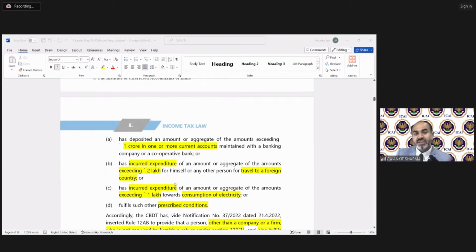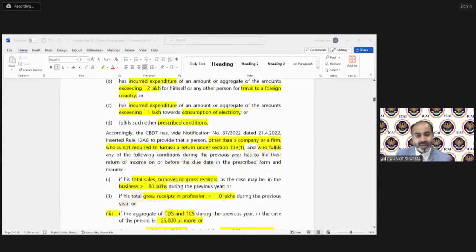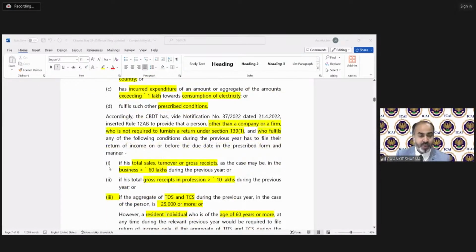Has incurred expenditure of an amount or aggregate of amounts exceeding 2 lakh rupees for himself or any other person for travel to a foreign country. Aggregate means we have to see it over the complete financial year. So if you are paying more than 1 lakh rupees towards electricity consumption, you have to file an income tax return. Point number D says prescribed conditions. Some other conditions are also prescribed in point number 1.